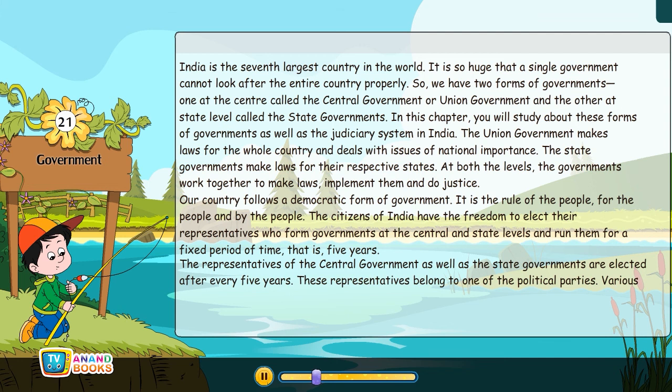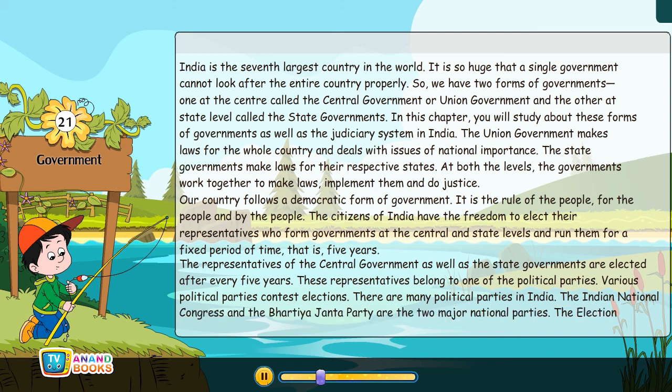These representatives belong to one of the political parties. Various political parties contest the elections. There are many political parties in India. The Indian National Congress and the Bharatiya Janata Party are the two major national parties. The Election Commission of India holds elections in the country.